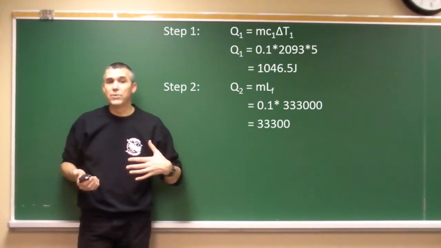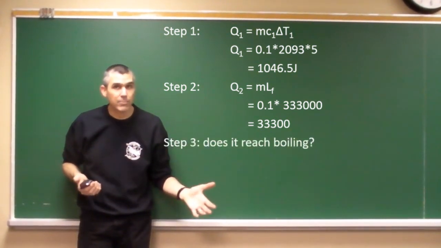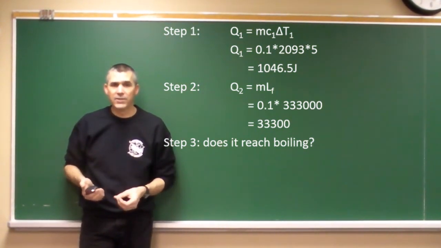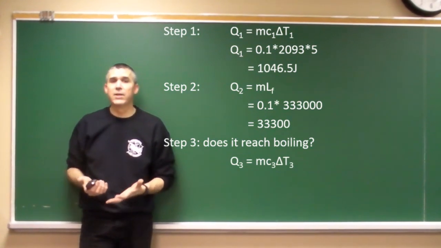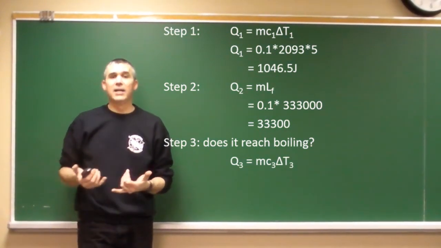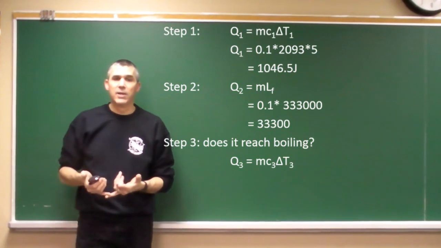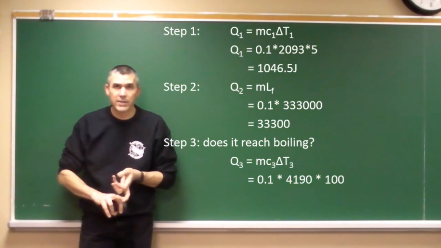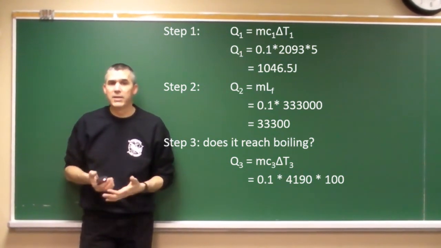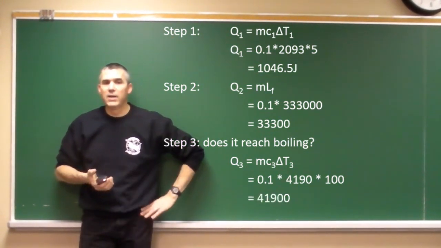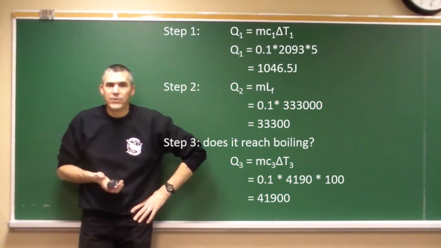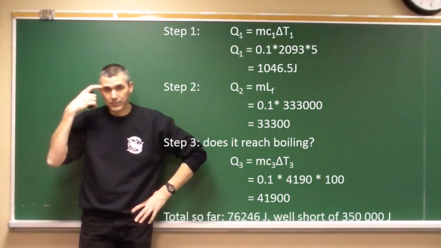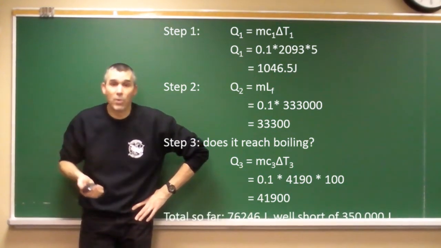So then I'm going to see if that water reaches the boiling point. So how much, 100 degrees Celsius change in temperature, 100 gram sample size. That energy, mc delta T, is going to give me a value of 0.1 kilos times 4190 times the 100 degree temperature change, and that gives me this grand total of 41.9 kilojoules. So I'm still short of my total, so I'm going to start boiling off the water.